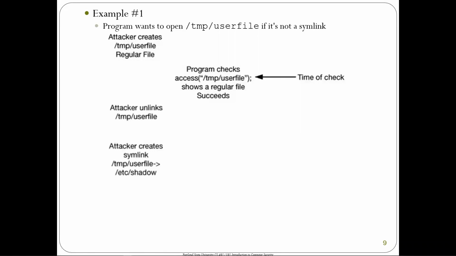And then the attacker's like, oh, okay, well, it passed the check. I'm going to quickly unlink the file, just remove it. This unlink is the system call for removing a file in Unix. And then I'm going to create a symbolic link that points this file to /etc/shadow. And then the program is like, oh, well, it was a regular file. I'm going to open it, even though I didn't want to open it if it was a symlink. It's a symlink now, and I'm going to open it. And then I have the time of use. The file is different than at the time of check. And then the program uses /etc/shadow.